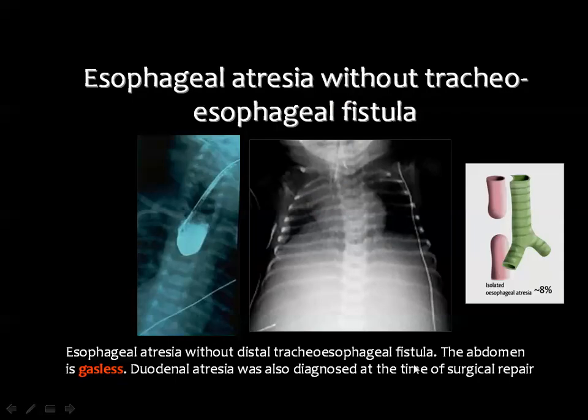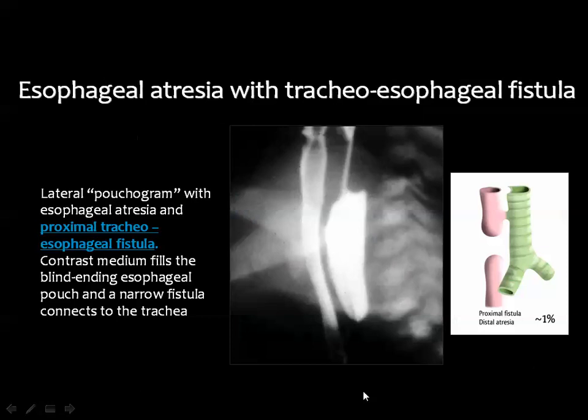But if you see that the tube is not passing and this pouch is blind, look at the abdomen, there is no air, meaning that there is no communication between the distal pouch and the trachea, and this is the less common type where the two pouches are blind. And this is the communication between the blind proximal pouch, and here is the nasogastric tube.